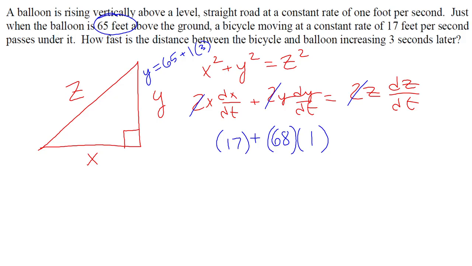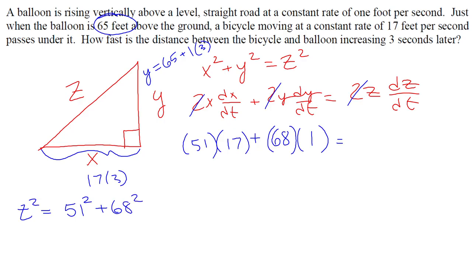And then the distance that the bicycle moves in those 3 seconds is just 17 times 3, which is 51. And then the z value, well, we need to find the z value. That's the only one we're not given, other than the dz/dt that we're looking for. And we can find z by just using the Pythagorean theorem, right? z squared should equal 51 squared plus 68 squared. If you do the arithmetic on that, you end up getting z is equal to 85. So I'm not going to bother with the arithmetic there.